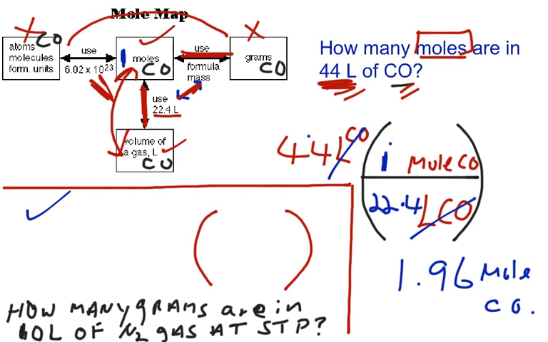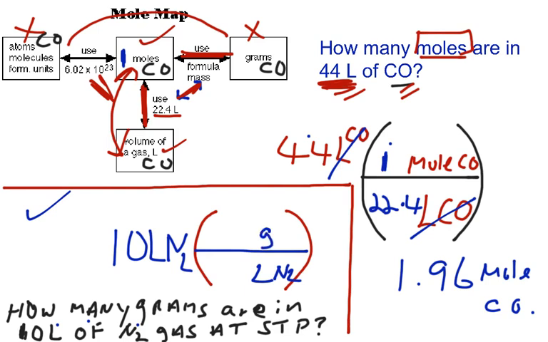Okay, we're looking for grams, and we're given liters. So what we're going to do, guys, we're going to put our 10 liters of N2 on the outside. Okay, we'll set our conversion factor up. We want to get rid of liters of N2, so we put it in the bottom. Okay, we're looking for grams.